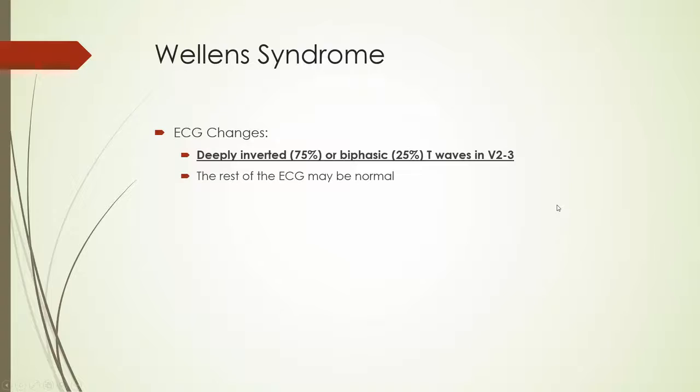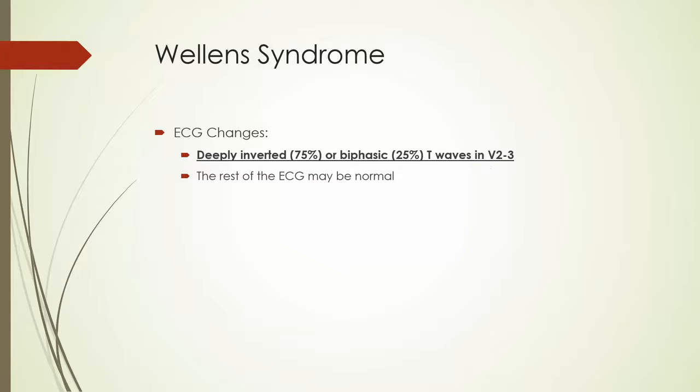Now, inverted or biphasic T waves are the diagnostic feature that you need to be aware of for Wellens syndrome. The most common variant, 75% of cases, they present with deeply inverted T waves. But in 25% of cases, we have these biphasic T waves that go up and then down, and it's in these anterior leads, particularly V2 and 3.